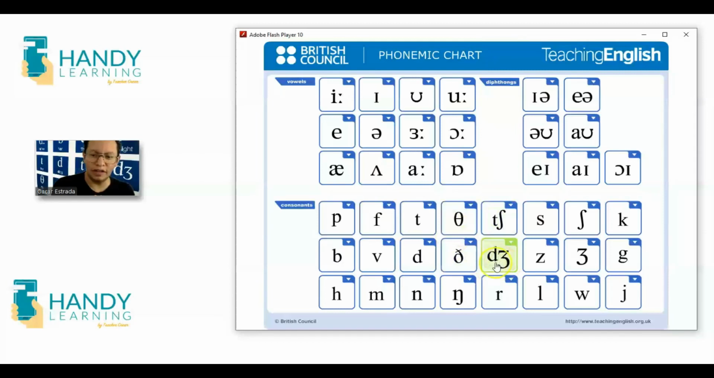Z. Then this one. J. Joke. Joy. Lounge. That's the sound. J. The Z sound. Z. Observer. Noise. President. Zh. This is J. Zh. Okay, this one. Casual. Measure. Pleasure.